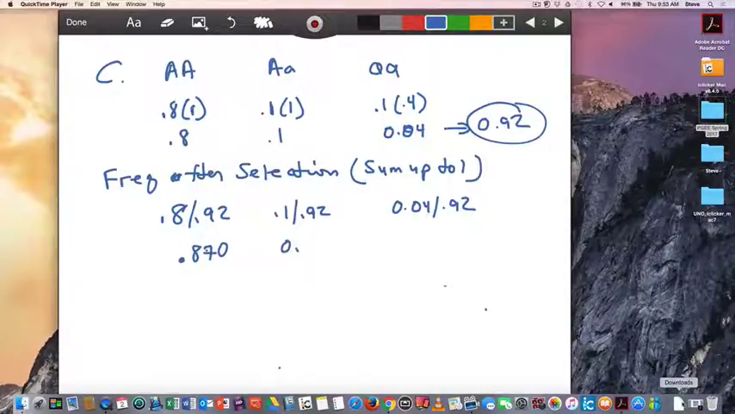This is 0.087, and this is 0.043. And those should sum up to 1. Okay? Yes? Why isn't it 0.94? Oh, it is. Oh, yeah, you're good. Oh, yeah. I was looking at the old one. Thank you.